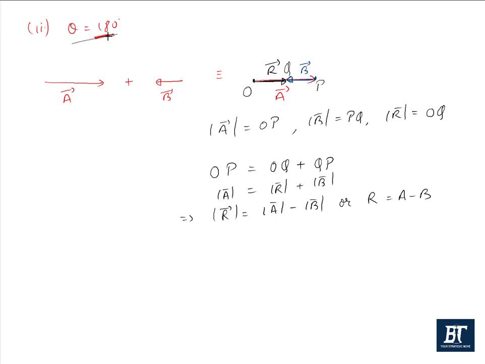So when theta is equal to 180 degrees, we will subtract the magnitudes of the two vectors from each other to get the magnitude of the resultant. So here we are combining all the possibilities. This is our vector A, and this is our vector B, and we are considering all the possibilities here.